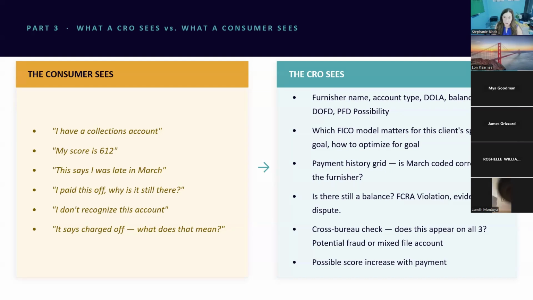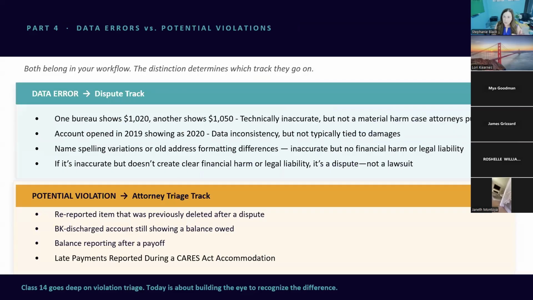We need to be able to tell them what that means, right? Charge off is just an accounting term, basically. It doesn't mean you don't still owe the debt. So we're just going to give them that type of information. So we have touched on this a little bit already, data errors versus potential violations in the credit report.